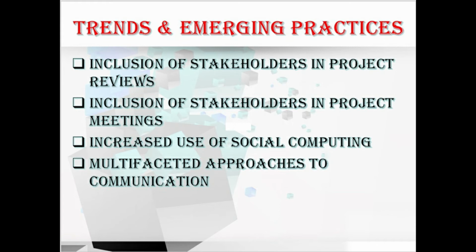First, inclusion of the stakeholders in the project reviews. Here, the stakeholder community of each project includes the individuals, groups, and organizations that the project team has identified as essential to the successful delivery of the project objectives and the organizational outcomes. An effective communication strategy requires regular and timely reviews of the stakeholder community and updates to manage the changes in its membership and attitudes. Hope you understood this first trend and emerging practice.